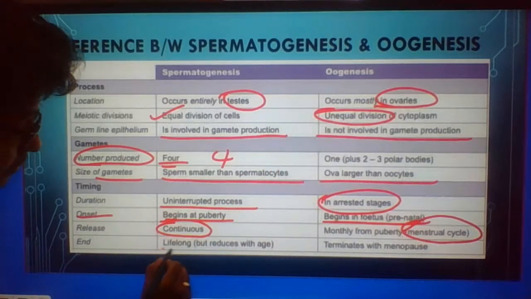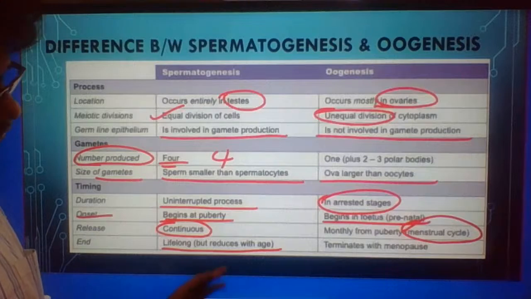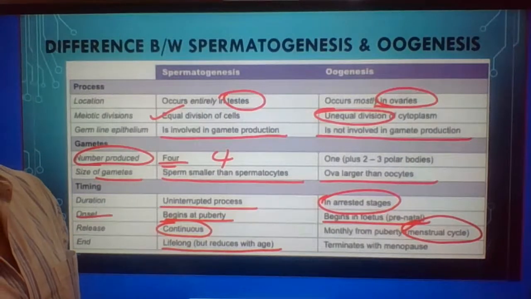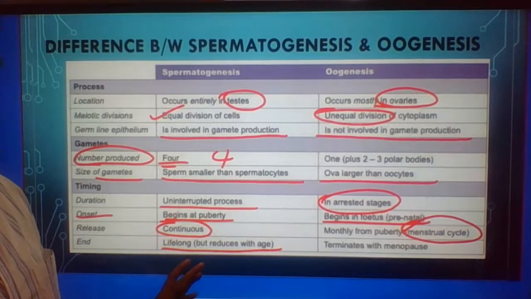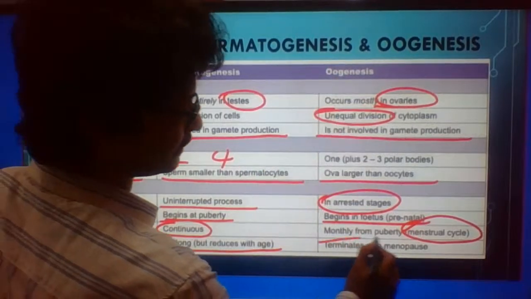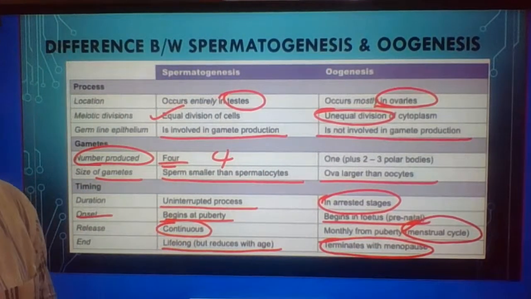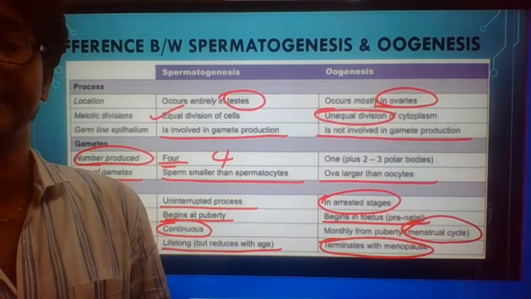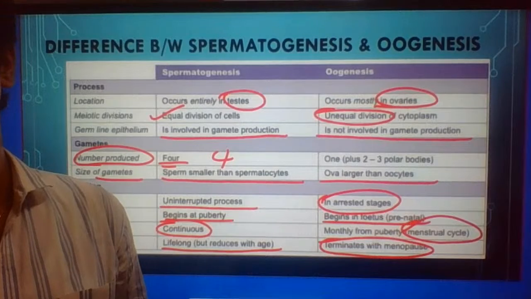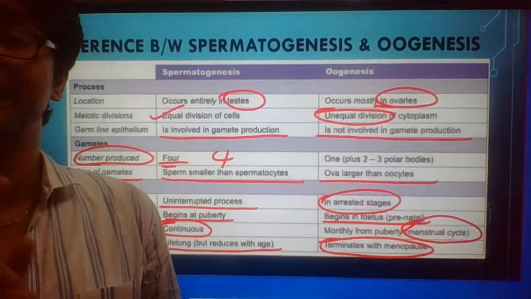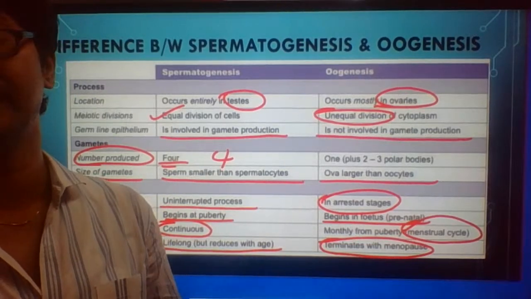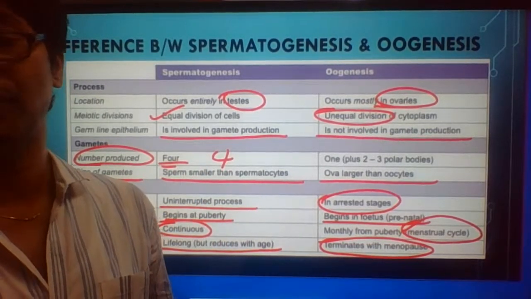As for the end, spermatogenesis is lifelong and has no end, though it reduces with age, like at 55 or 65 plus there is a substantial reduction in sperms, but it does not cease completely. But in oogenesis it terminates at menopause. Menopause usually starts around 45, sometimes at 50 or 55 plus. Menarche is the beginning of the first menstrual cycle, and menopause is the completion, the stage after the last menstrual cycle when menstrual cycles no longer occur.